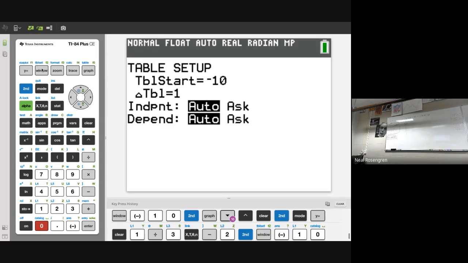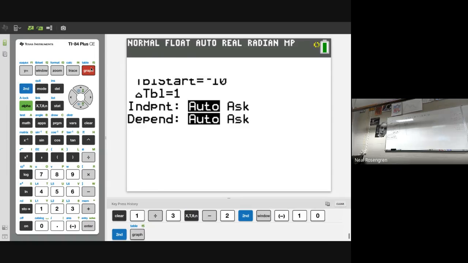And make sure delta table is set to 1. It should already be set to 1, so you don't have to change this one unless you've changed it in the past. That should already be one. And then you press table, but that's second graph. You press the second button first, and then you press graph.